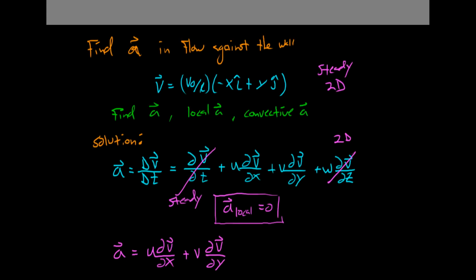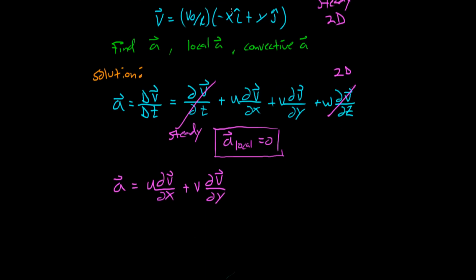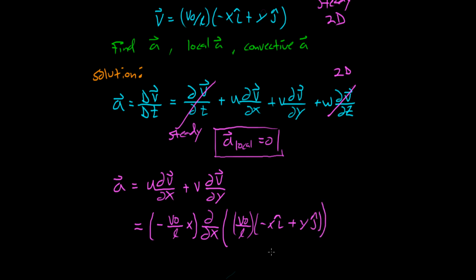And so now it's just a matter more or less of plugging and chugging. Remember that u is the x component of the velocity without the unit vector attached to it. Ditto, v is the y component of the velocity vector without the j on there. And so let's grab ourselves a u. It's going to be minus v0 over L times x. And that's getting multiplied by dv dx. So we're going to take d by dx of the entire velocity vector, which is v0 over L times minus x i hat and plus y j hat, the whole thing.